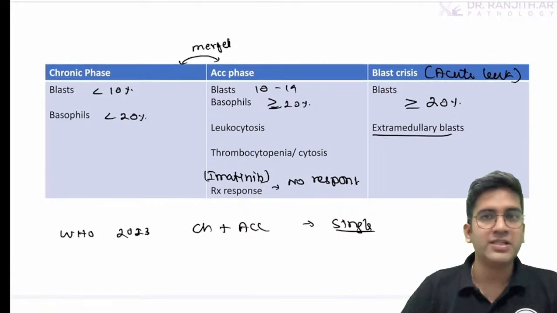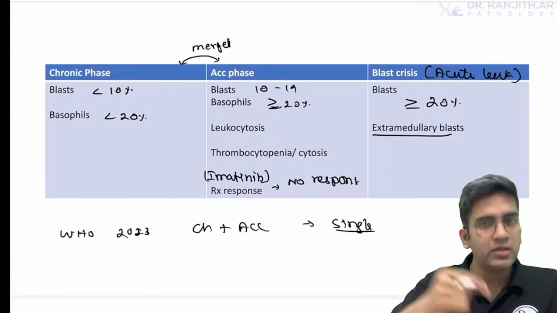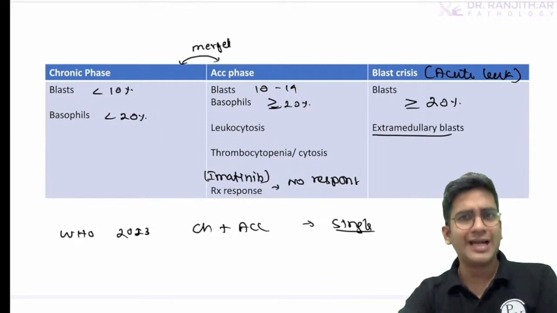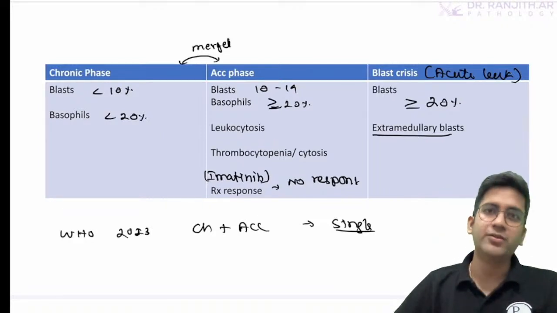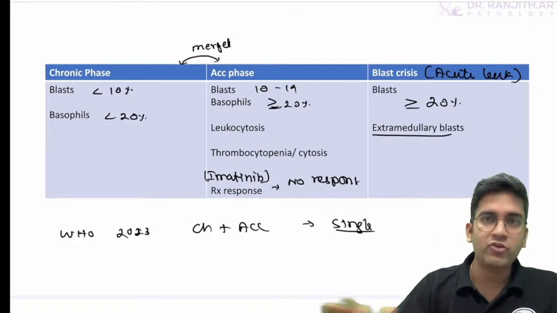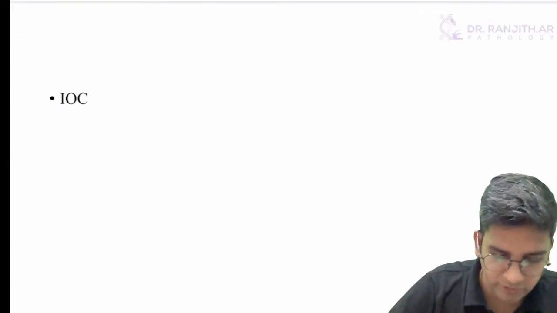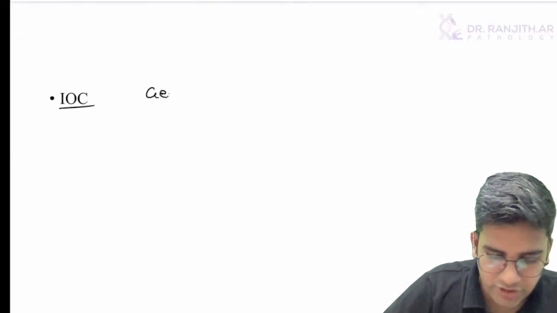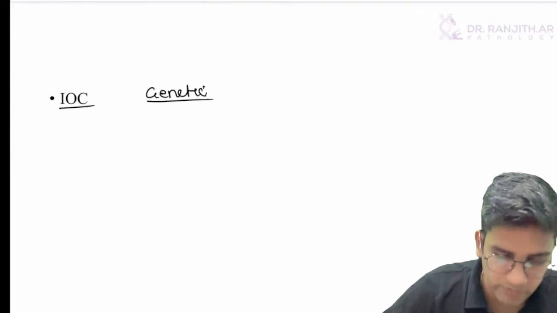So this is a must for CML. So once I think of a CML, then obviously I categorize. Once I categorize, then I have to confirm CML. CML is not confirmed on flow cytometry. CML is confirmed on genetics, right? You need genetic testing. I don't want flow cytometry here.